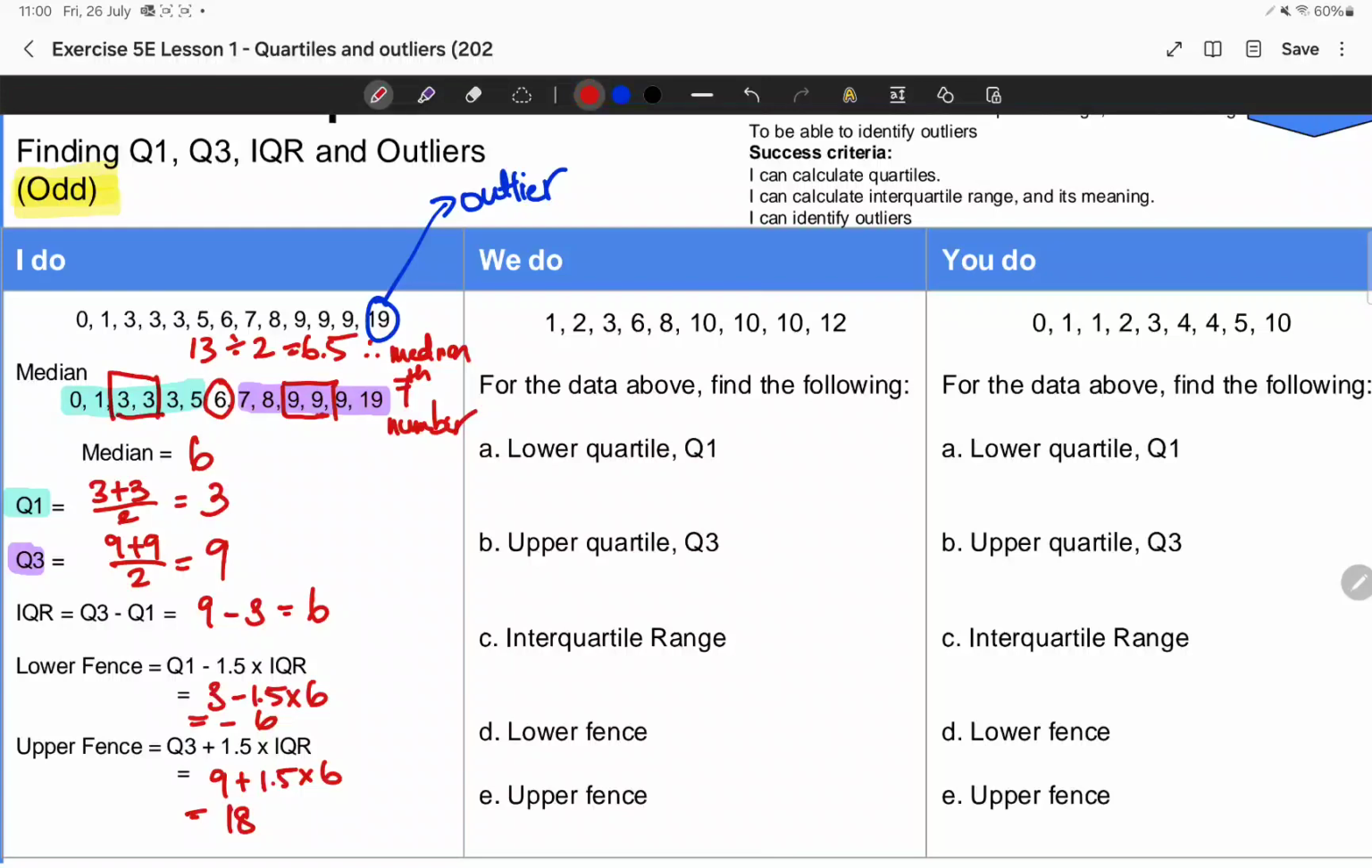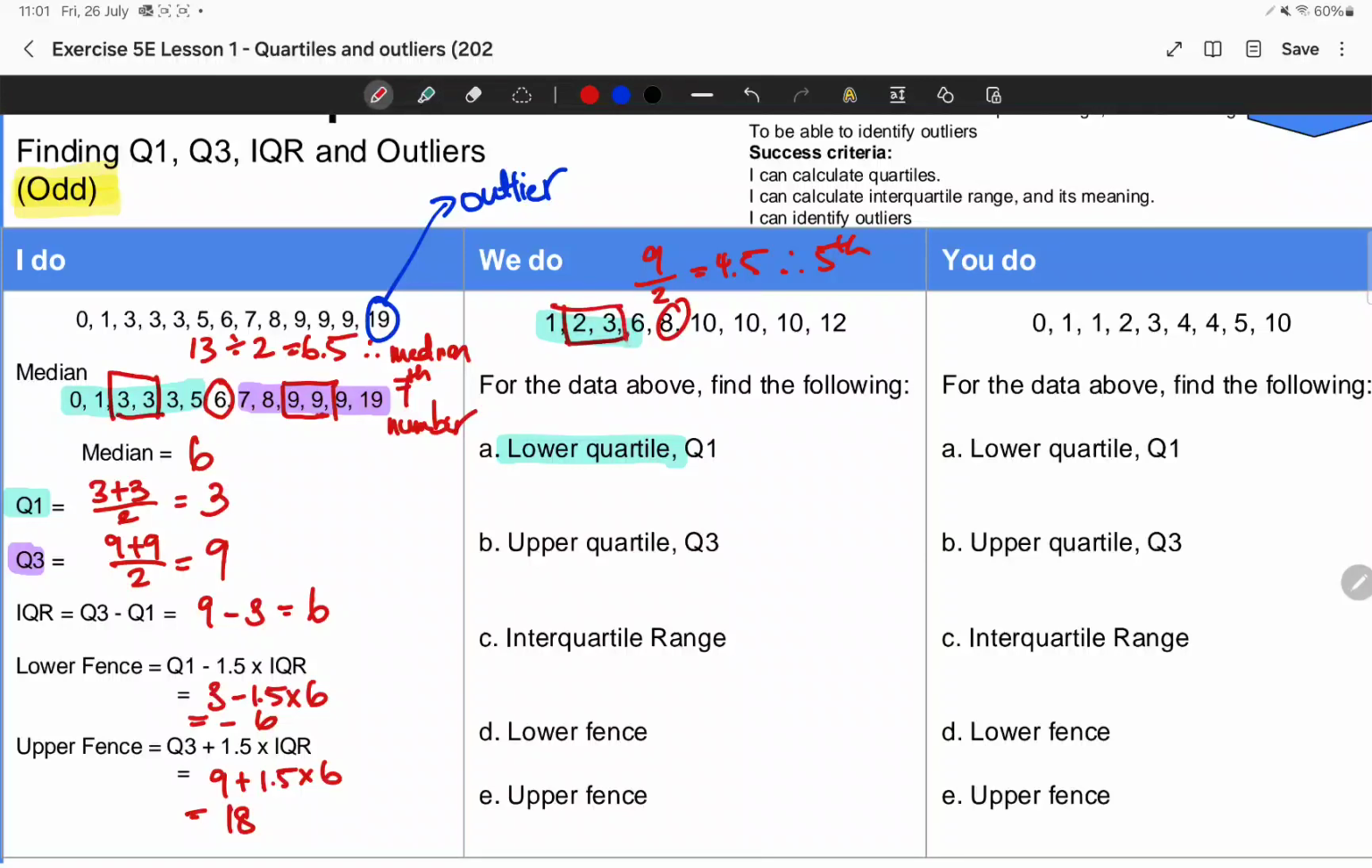So the lower quartile, so let's find the median first. So the median with these numbers, there are 1, 2, 3, 4, 5, 6, 7, 8, 9 numbers. So that means 9 divided by 2 is 4.5. Therefore, the fifth number is going to be the median. So 1, 2, 3, 4, 5. 8 is your median.